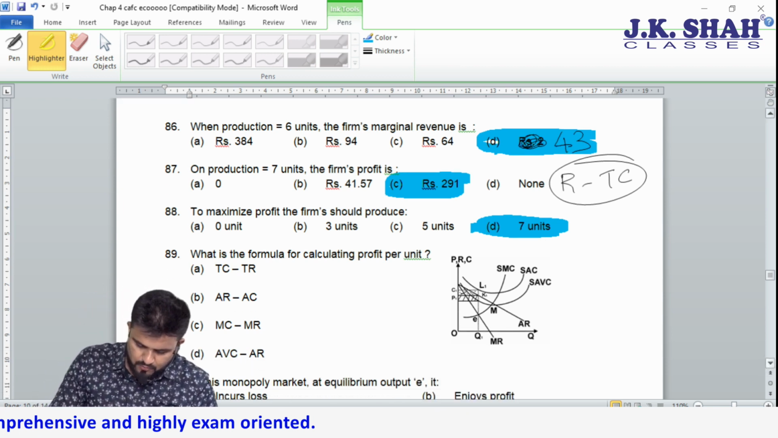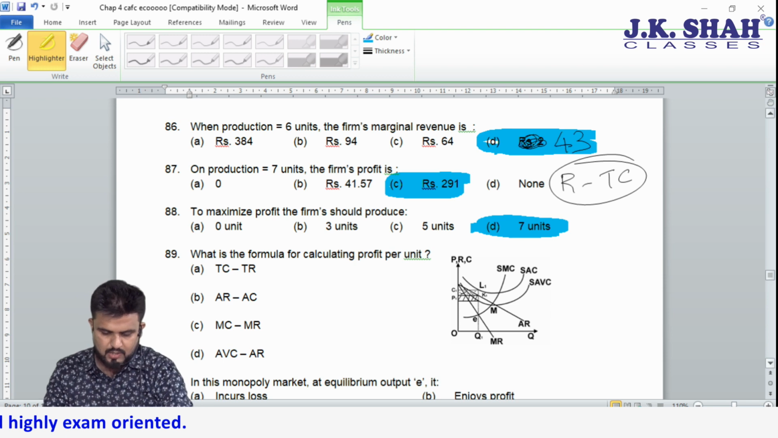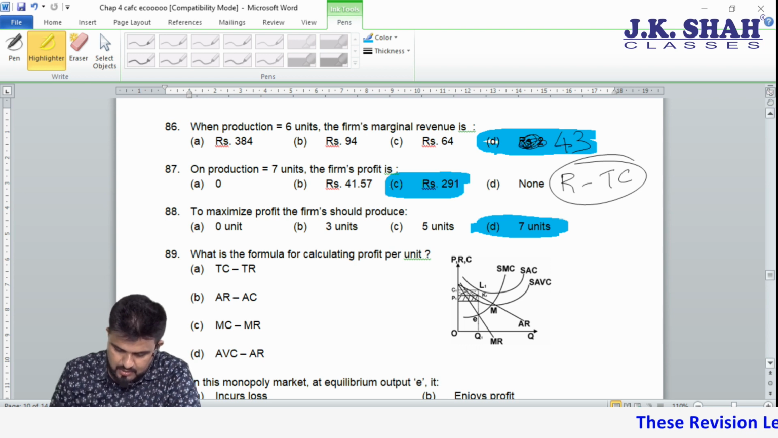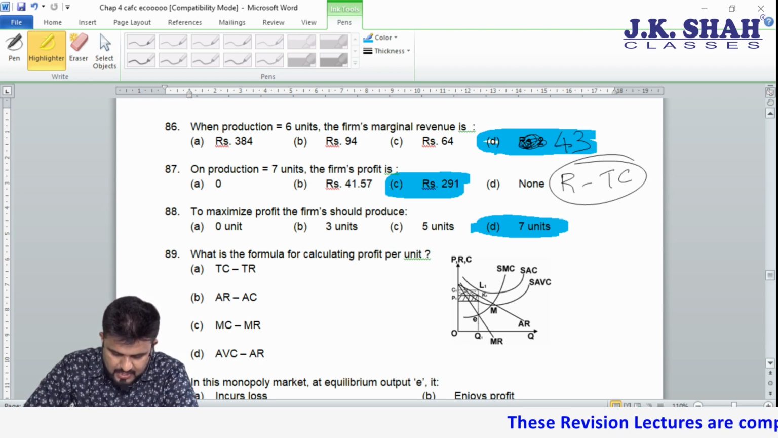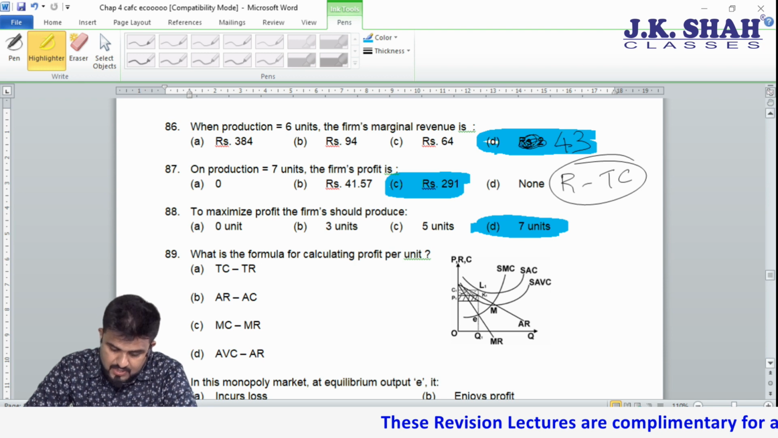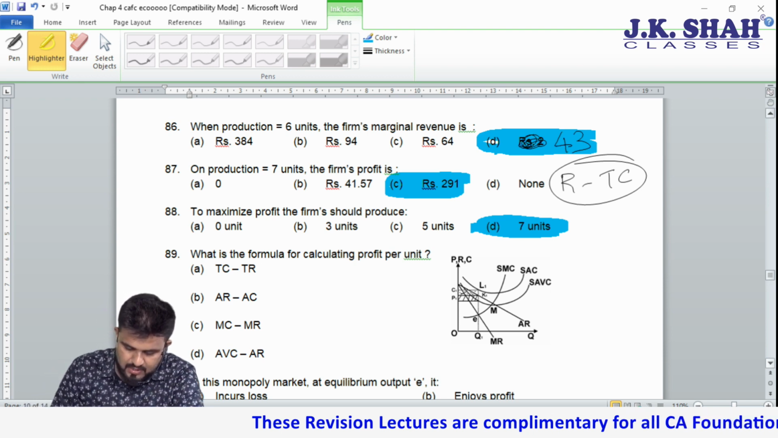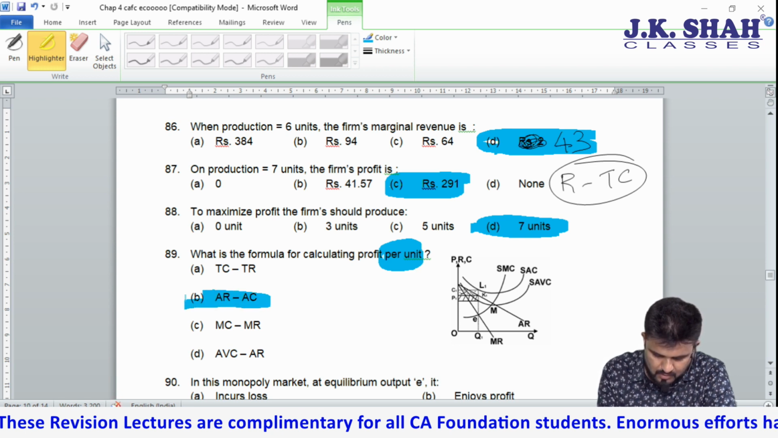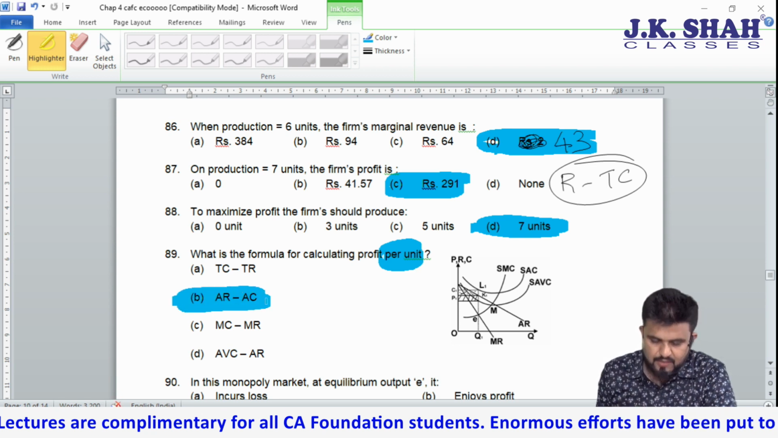Next, what is the formula for calculating profit per unit? So how to calculate profit per unit? For 89, TC minus TR, AR minus AC, MC minus MR, AVC minus AR. Per unit they are asking. Average revenue minus average cost.